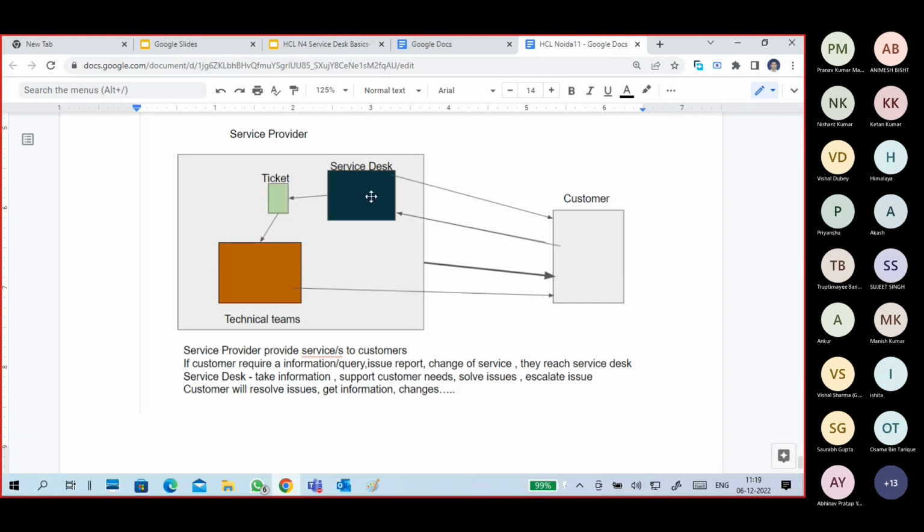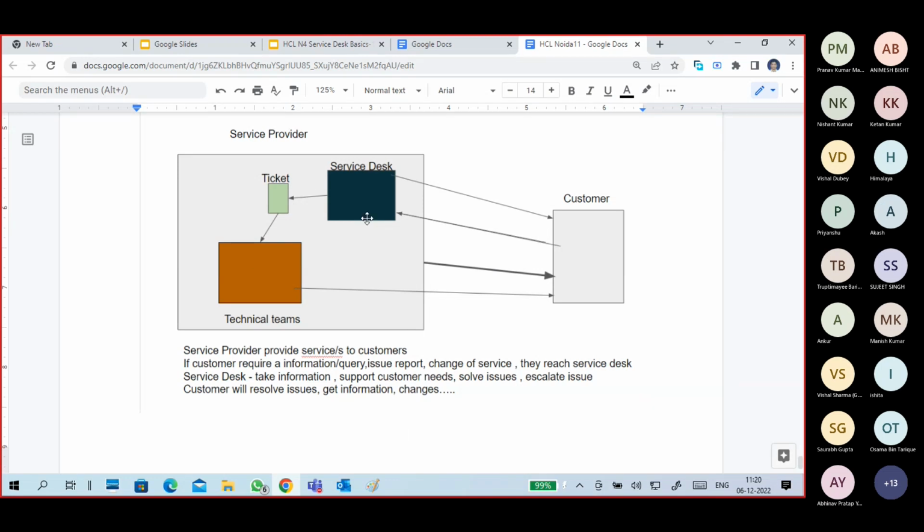What will this service desk do? The service desk takes that information, asks some questions, supports the customer requirement, and tries to resolve the customer issues. Or they escalate the issues, which means they separate the issues to different expert teams, and then those teams resolve them. Sometimes the direct person may not be able to resolve it, so he can escalate the issue. The customer will get the issue resolved or get the information he wanted. Okay, so this is the part I am trying to say.